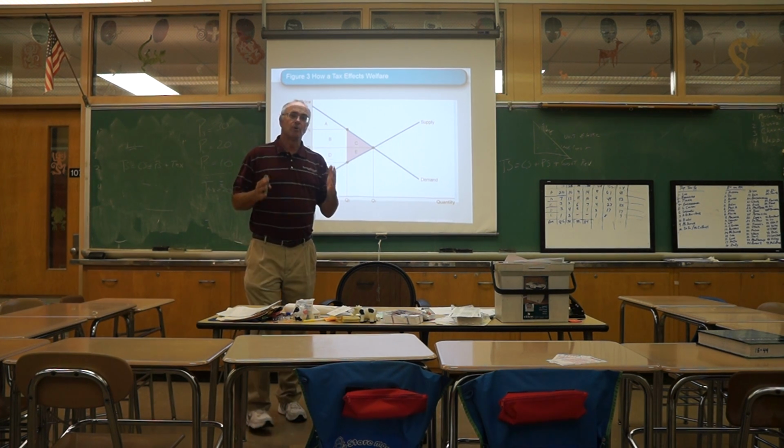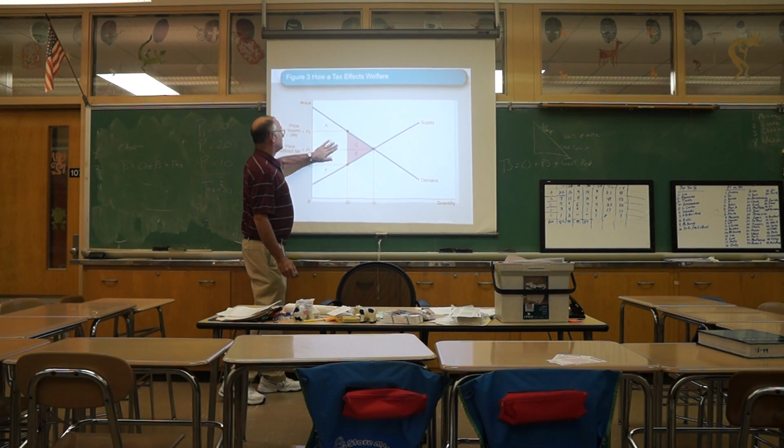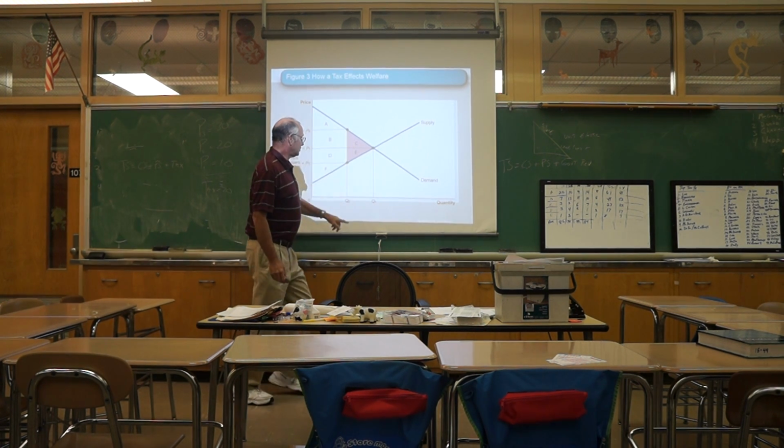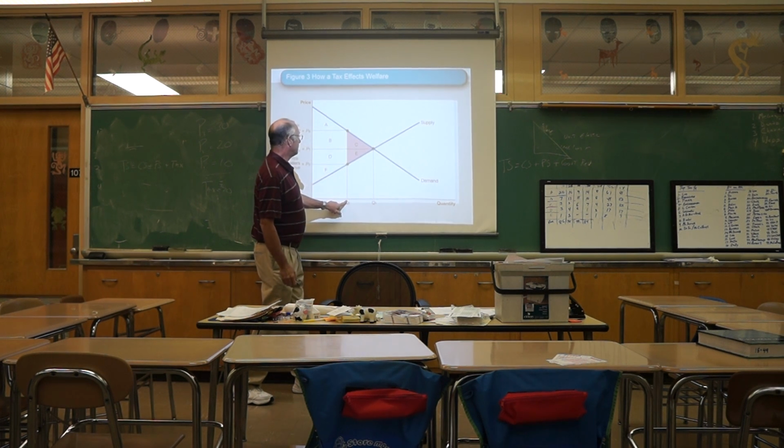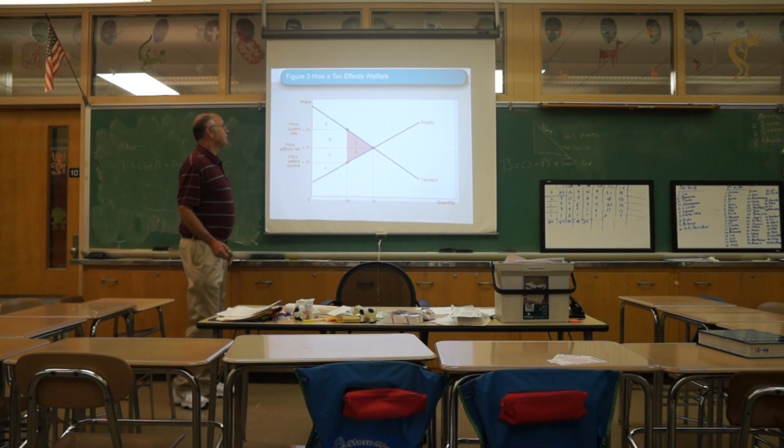So, you gotta remember, total surplus is consumer surplus, producer surplus, plus tax revenue. And the deadweight loss, where we used to produce at Q1, now we're producing at Q2. This is what's lost to the economy.